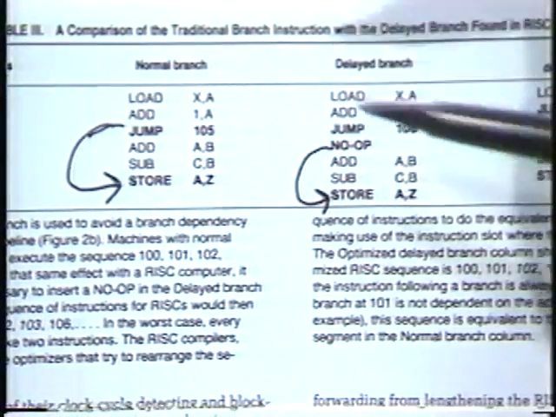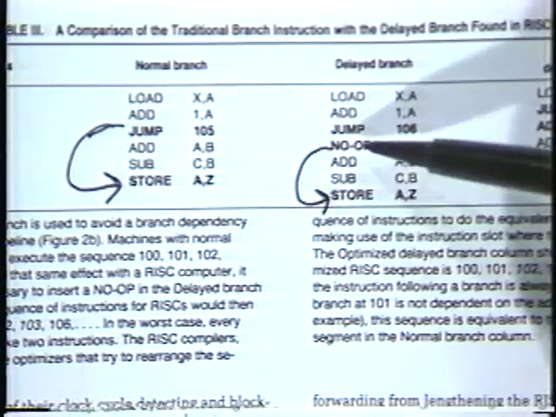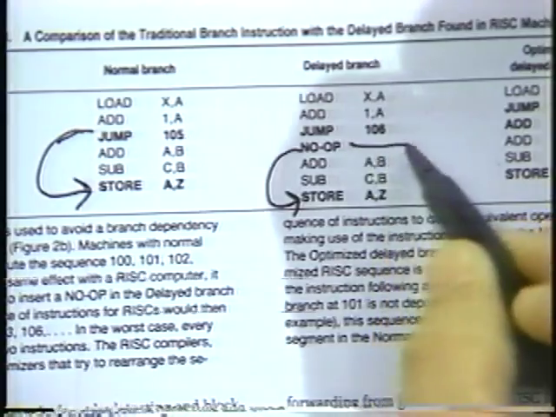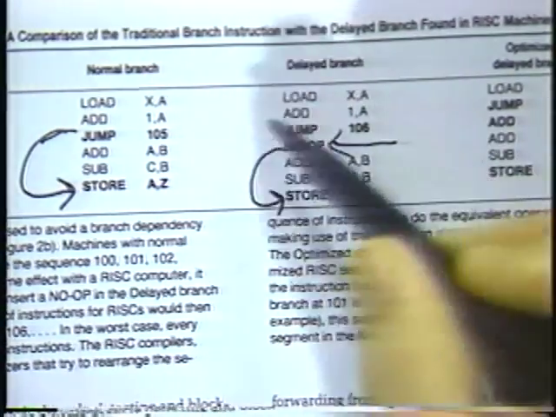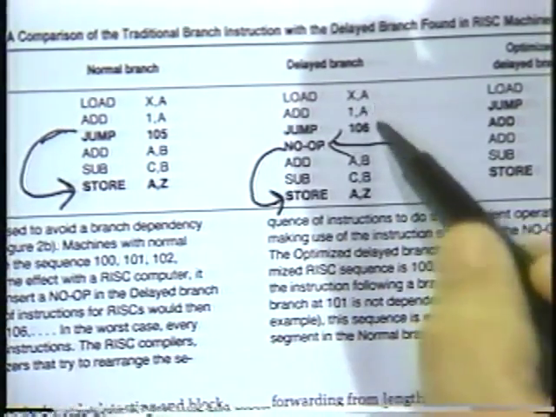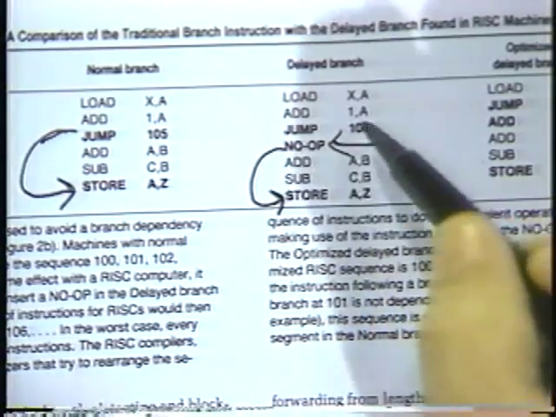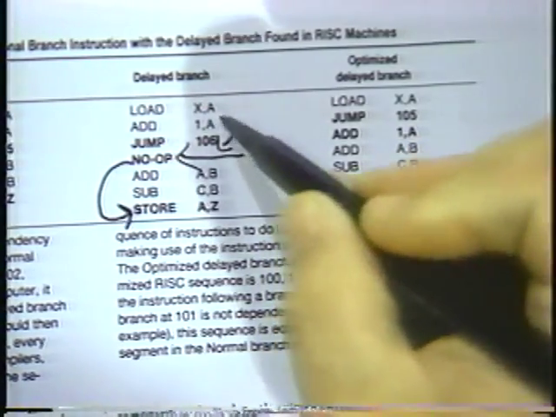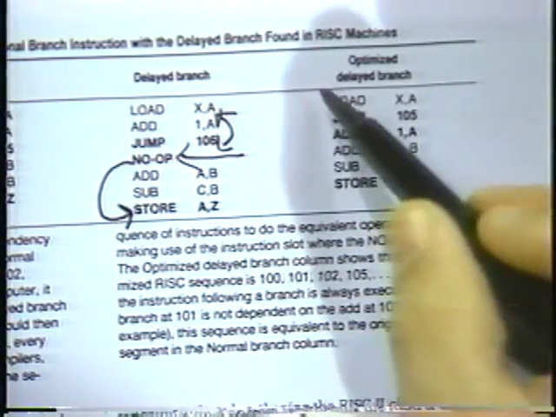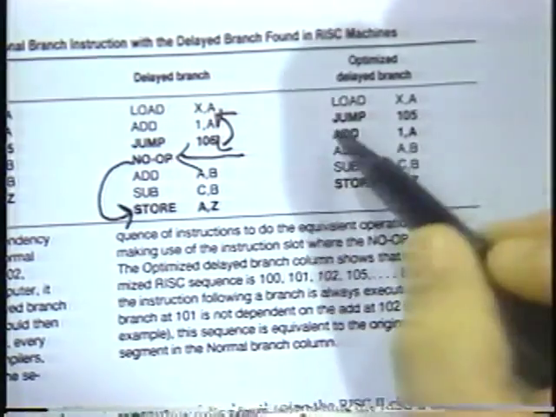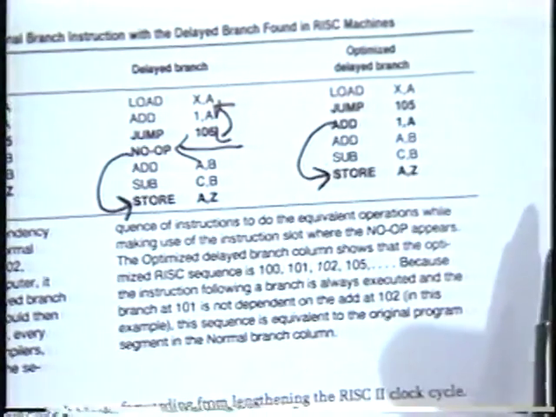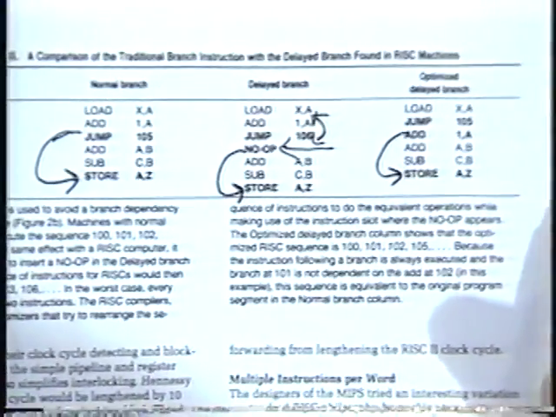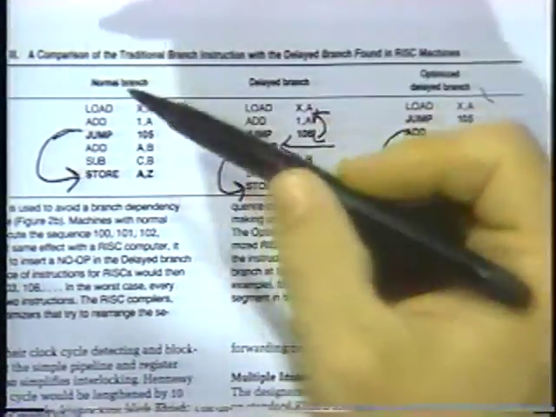Well, that seemed like a silly idea. It just makes programs longer, and you still waste a cycle. Well, that's where we try and use compiler technology to replace this with something useful. It turns out this add instruction could be executed in this slot and get the same effect. So by switching the order of these two, we can get rid of the no-op and then go load, jump, add in the delay slot, and it comes down to this location. Let me back up a little bit and show you those. So here's the optimized delayed branch, and the normal branch.